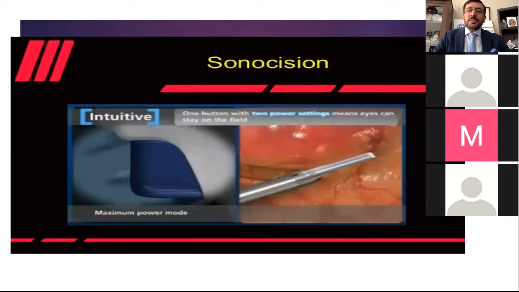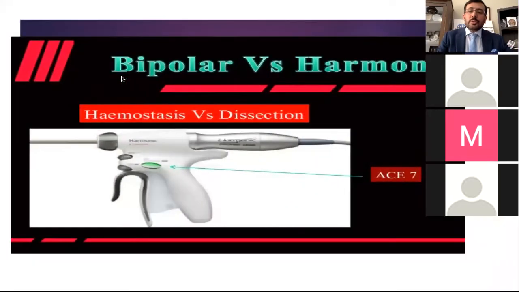We also have Sonicision. This is also the same, but with another name. And so we have harmonic, which is also like ultrasound, and it's also good. I used Sonicision because it is wireless. What is the difference from harmonic? Harmonic is attached with a cable to a device, but Sonicision is wireless, so you can use it anywhere. There is a battery inside this Sonicision. You can charge the battery, and it is like harmonic, and you can use this.